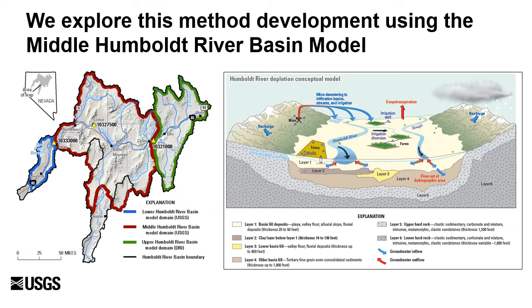So we explore this method development using the Middle Humboldt River Basin model. As most folks are aware, there's a big capture study going on in the Humboldt River Basin. There are 3 models being developed, one in the lower, middle, and upper basins. A more complex model being developed is in the middle basin, and that's the one that has the dynamic streamflow incorporated into the model. This figure on the right just shows a conceptual diagram of the different processes and hydrologic water budgets being included in the model.